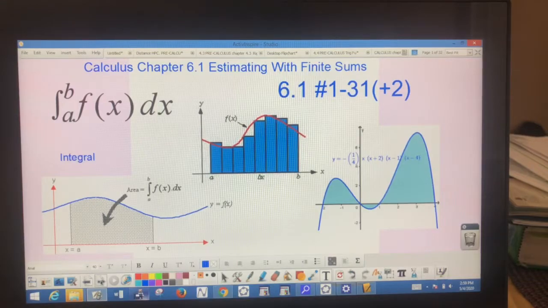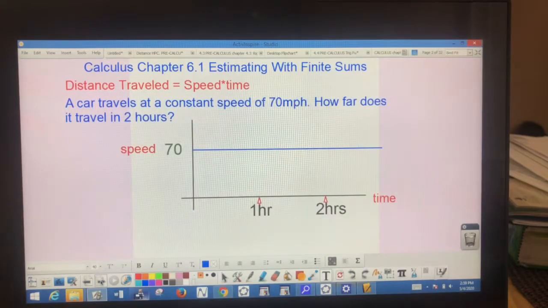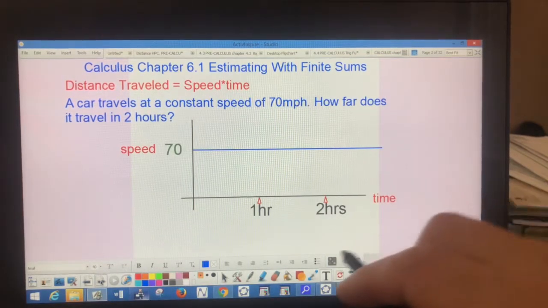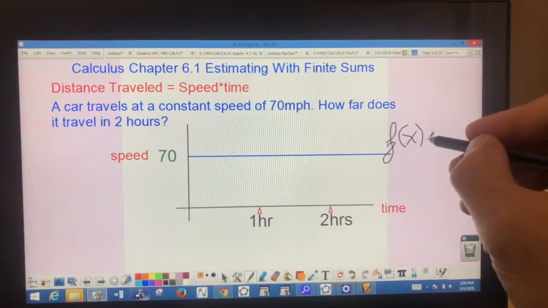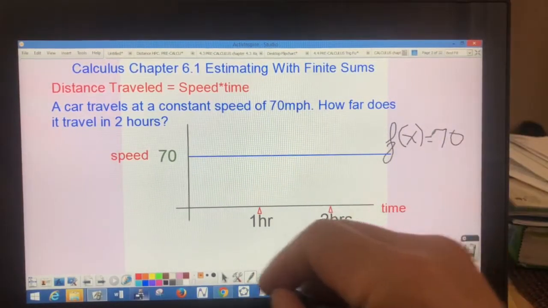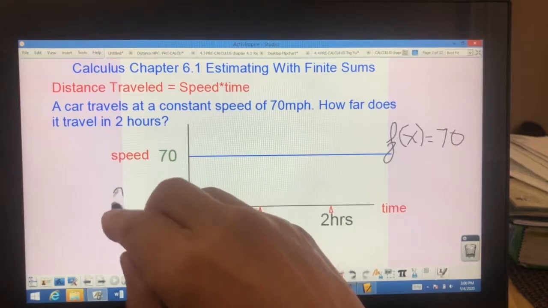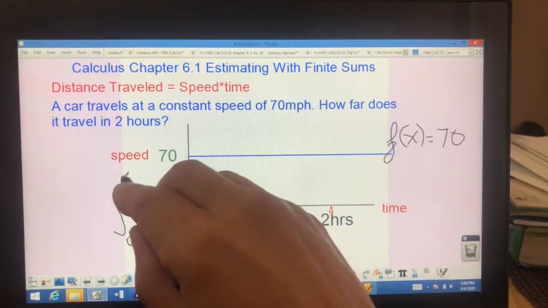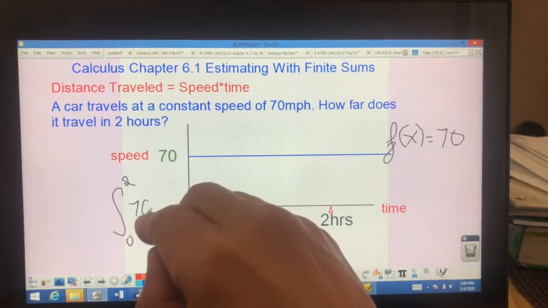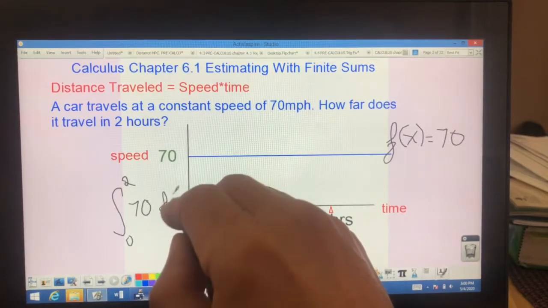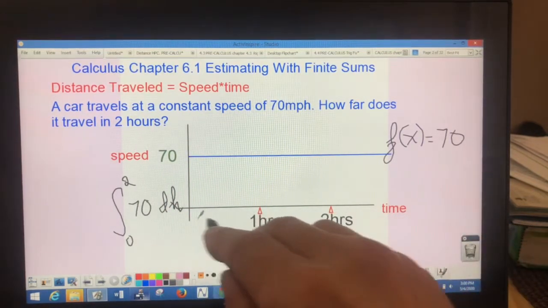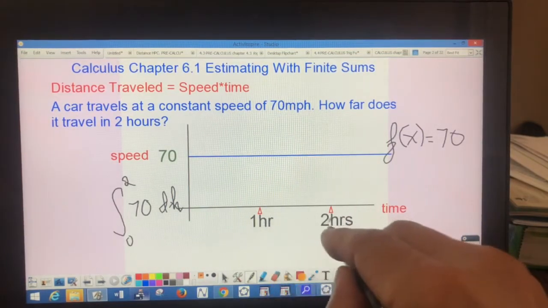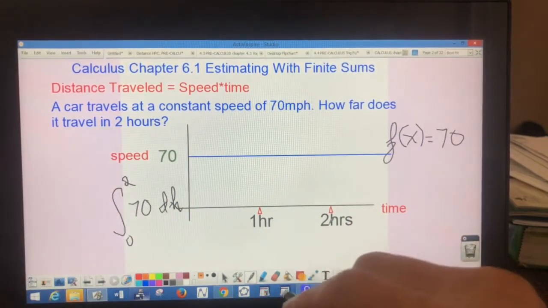All right, let's get the first rectangle. You guys know how to find the area of rectangles. Base times height, basically. So the 70 miles an hour, that can be your f of x. That is your function f of x. Okay? So if I was to write this in the integration form, I would go from 0 to 2 hours, that's 70 dx. Or in this case, it will be dh because this axis is the h. And these numbers are in hours, so you go from 0 to 2, okay?